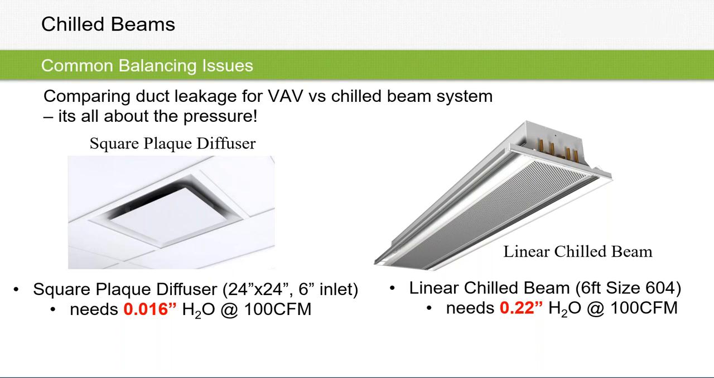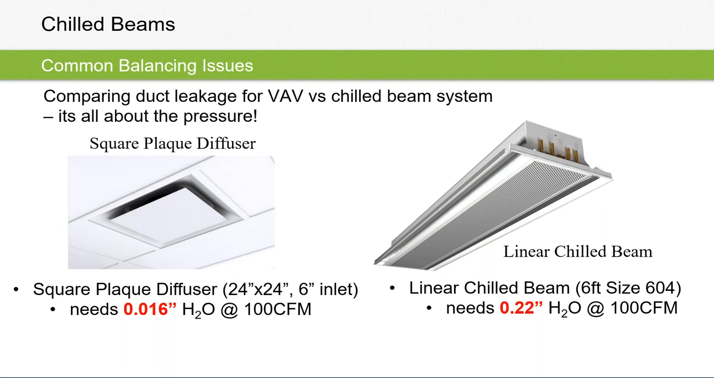Similar thing on the chilled beam, 100 CFM, but we're using a 6-foot chilled beam with a 604 nozzle. But now the statics are very different. Through that square plaque diffuser, we're seeing 0.016 inches of static. Compare that to the 6-foot chilled beam, and we're up at 0.22, which is on the lower end of what we see. And we'll talk about what that does in a second here.